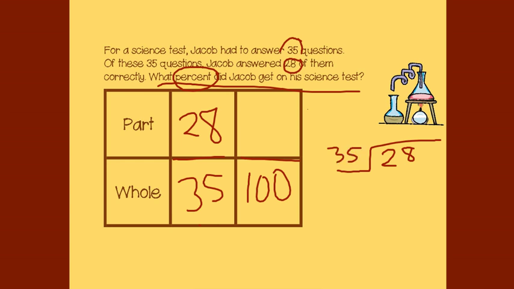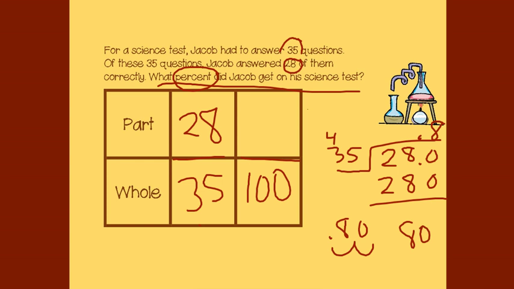35 doesn't go into 2, doesn't go into 28, but if I add a decimal and a 0, I still have 28. I am going to try 8. 8 times 5 is 40, carry a 4. 8 times 3 is 24, plus 4 is 28. I have 8/10, which is equal to 80 hundredths, which is equal to 80%. So Jacob got an 80 on his science test.